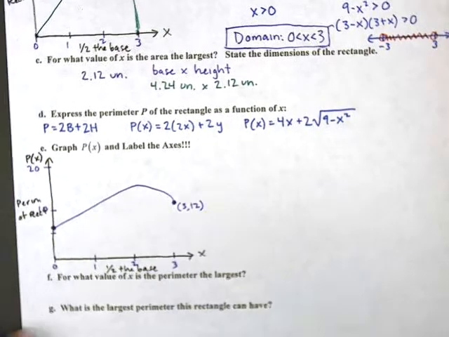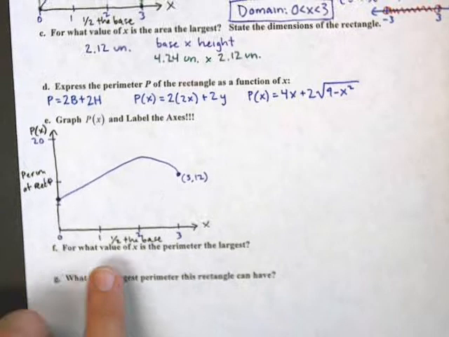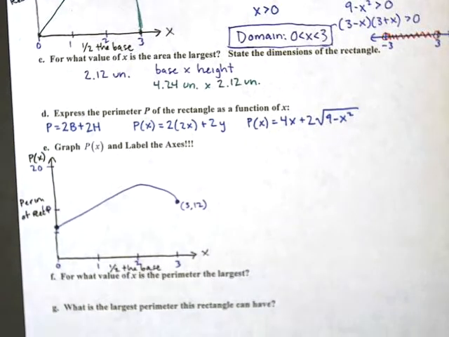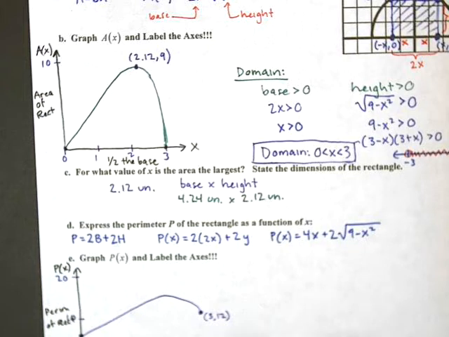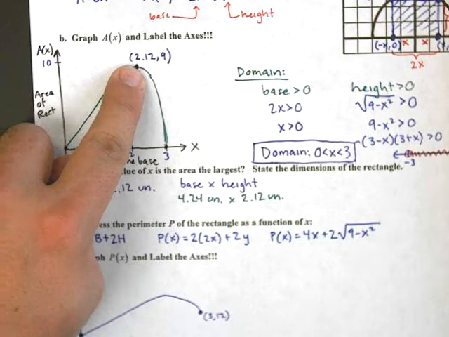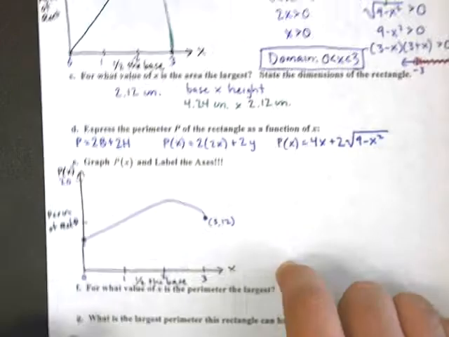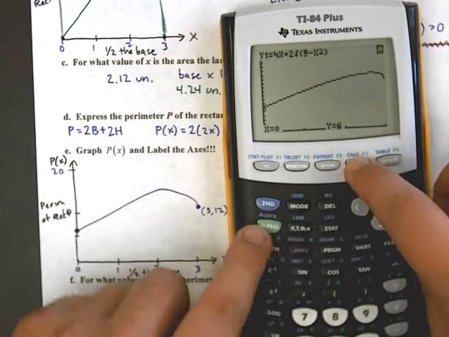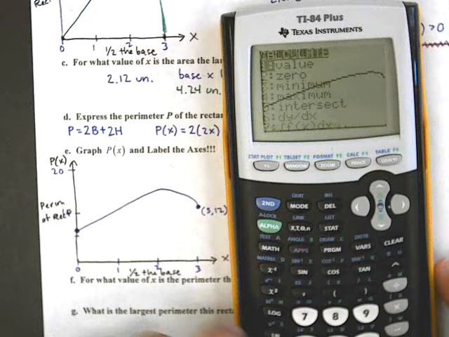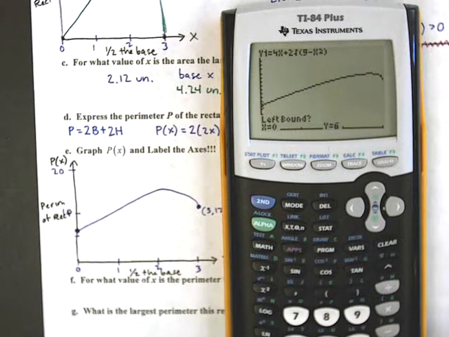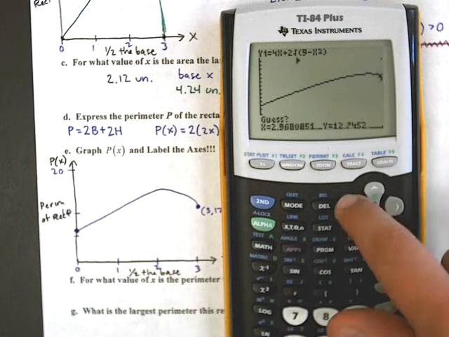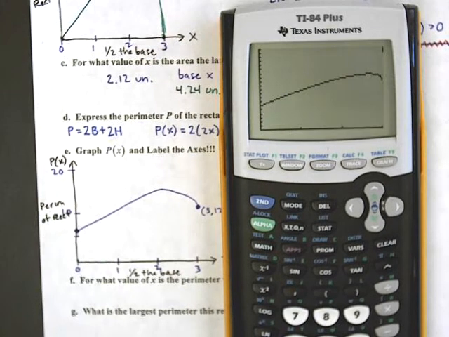Conceptually, nothing changes now, guys. What is it saying? It says for what value of x is the perimeter the largest? Well, what did we do before? If we had an area graph, we found the maximum. We do the same thing. Bring back our calculator. Oop, wrong button. Calculate the maximum. Left bound, I'm going to say x is 1. Right bound, I'm going to say x is 3. And then I'm just going to do a quick guess. Cool.